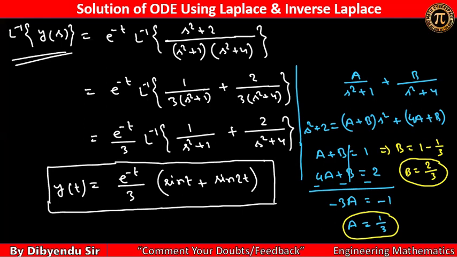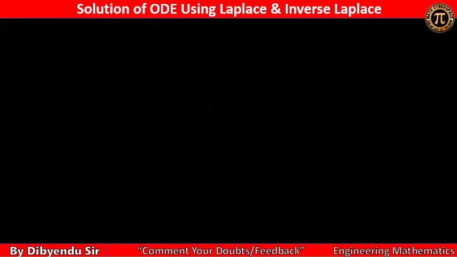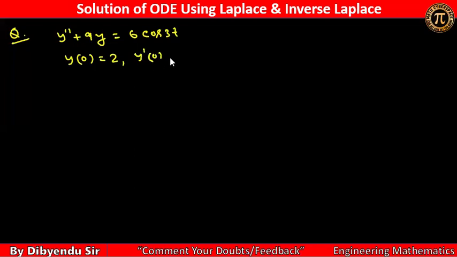I am giving you two problems. Try to solve this. First question, I am writing just the differential equation. y double dash plus 9y equals 6 into cos 3t. Okay, and given y(0) equals 2, and y dash (0) equals 0.